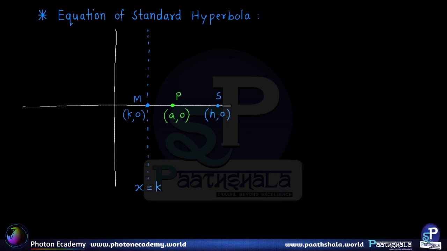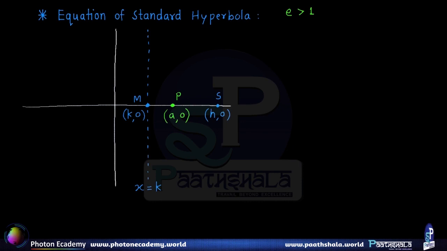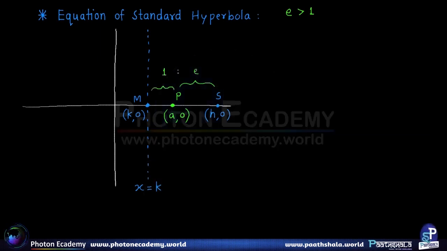Now if you remember, for a hyperbola the eccentricity is greater than 1. That means the distance of any point on the hyperbola from the focus is more than its distance from the directrix. So in other words, every point on the hyperbola is closer to the directrix as compared to the focus. Therefore, we have shown here P to be slightly closer to M as compared to point S. Now with that, let us visualize that this P divides SM in the ratio e:1 internally, correct? Because P lies between M and S.